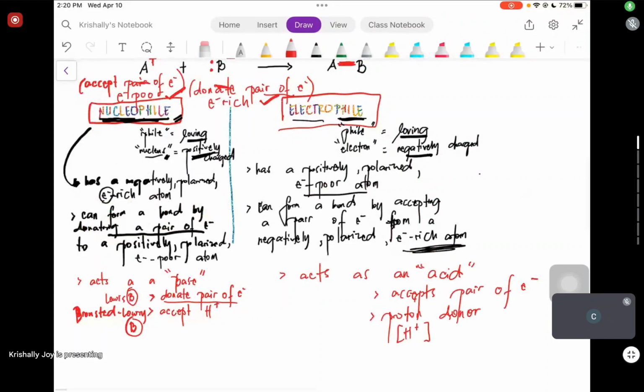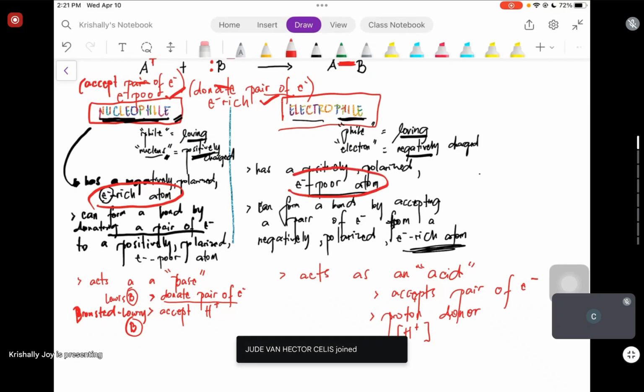Get these terms, how we define it. Kapag nucleophile, siya yung electron rich. Okay? And then pag electrophile, siya yung electron poor.